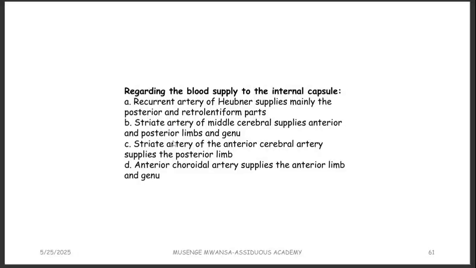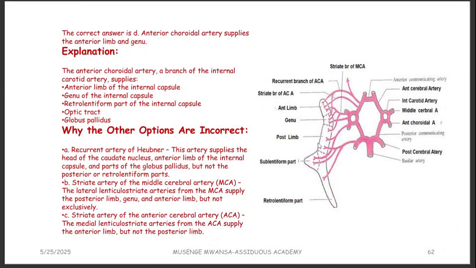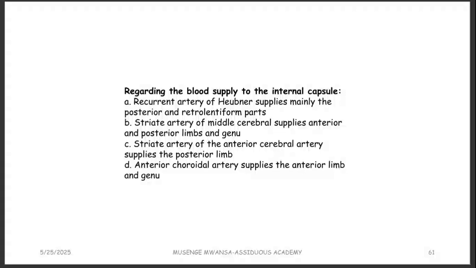Okay. So if you can see, the anterior choroidal is said to supply the anterior limb and genu. That's not true. Striate artery of the anterior cerebral artery supplies the posterior limb. Striate artery of the middle cerebral. So the answer here is anterior choroidal supplies anterior limb. Look at this picture, anterior choroidal is there. Again, that option is not even correct. It's supposed to be posterior limb and the sublentiform. This option is saying anterior limb and genu. That is not true of the anterior choroidal.